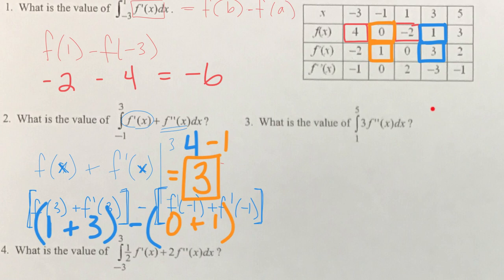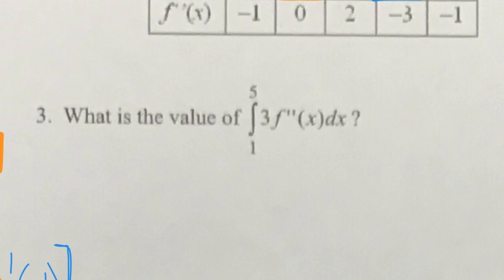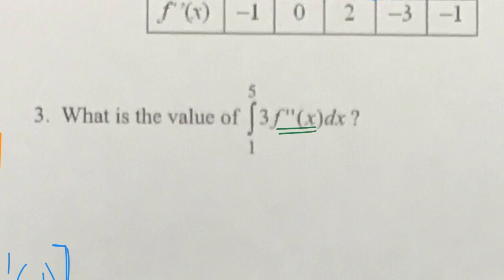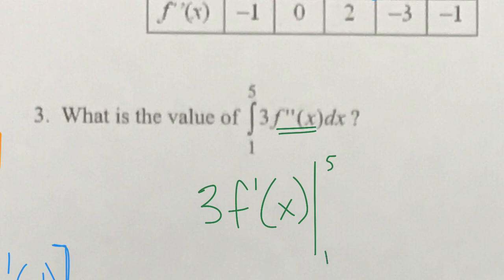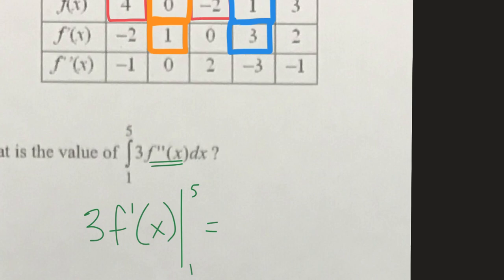Okay, number 3. This is going to apply some of the properties of our antiderivative. We have the integral of 3f double prime. So the antiderivative is going to be 3f prime, evaluated at 5 and 1. So once again, let's go to our table and find 3f prime of 5 minus 3f prime at 1.